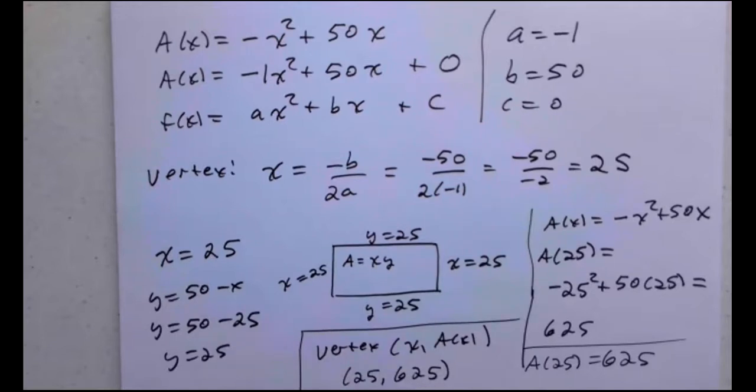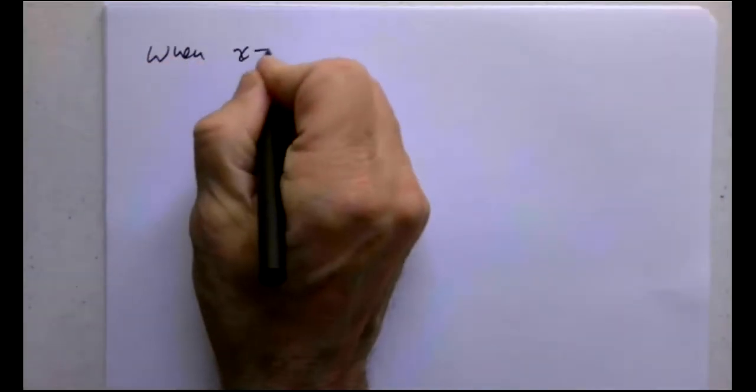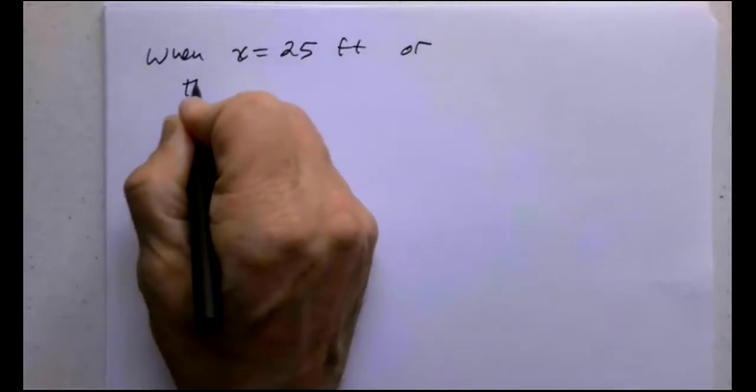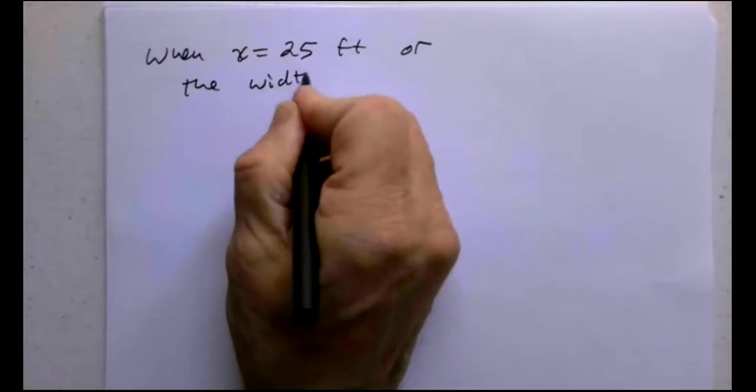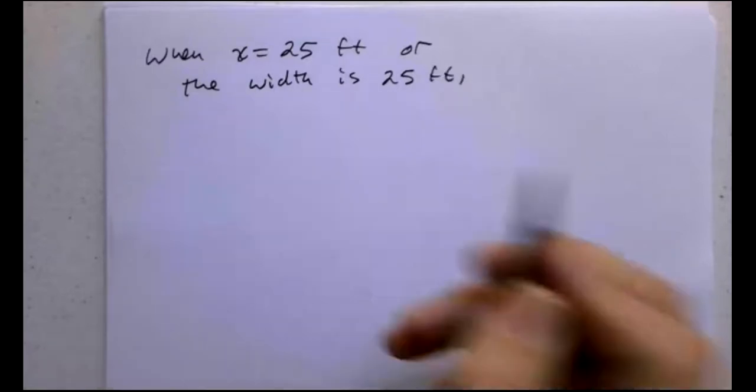Now let's try to answer the question as it's stated. What value of x yields the maximum area? Well, 25 feet, right? So we'll say that when x is 25, or when the width is 25, the area is maximized. When x equals 25 feet, remember x was the width, the area is maximized.